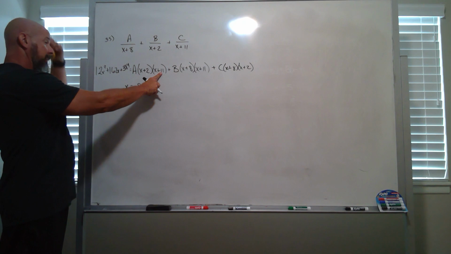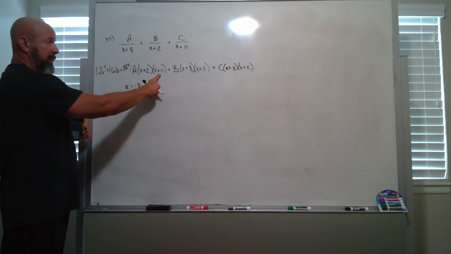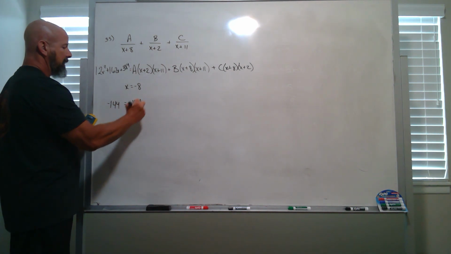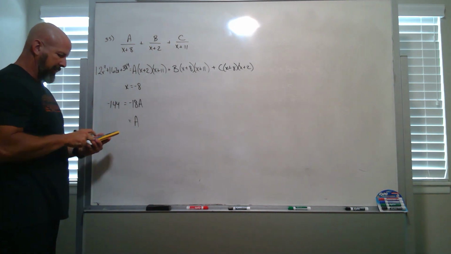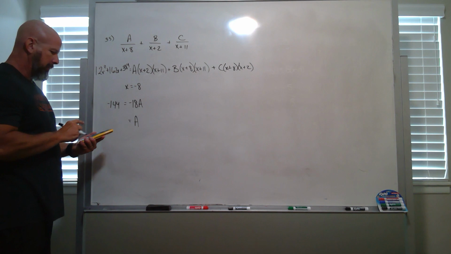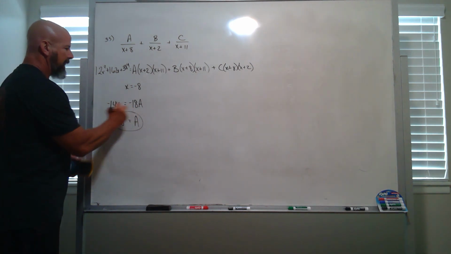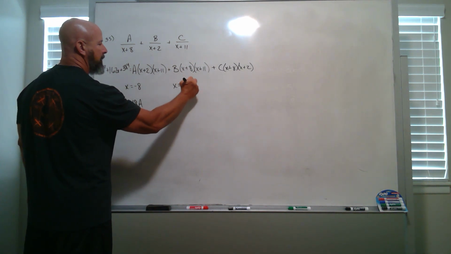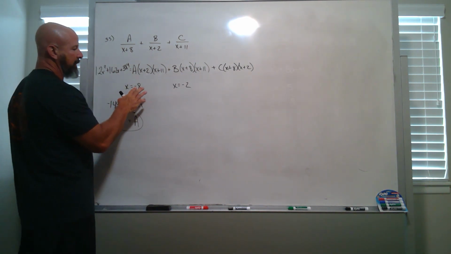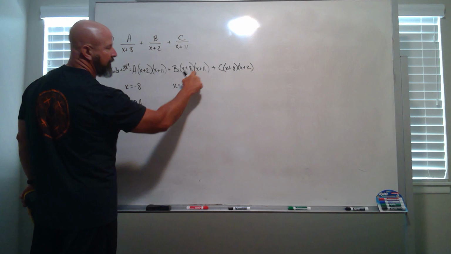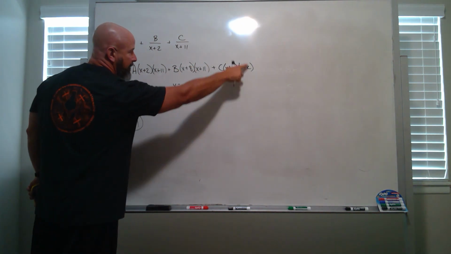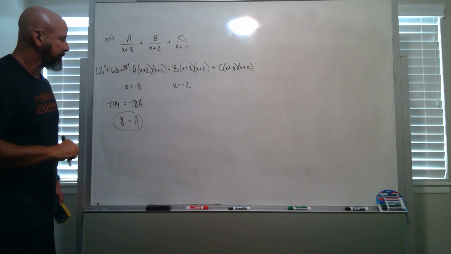So I got negative 6 times 3 is negative 18a, which means a would be 8. Got the a value. Now I'm going to let x be negative 2. Notice when I did that I didn't worry about these two because that's 0. 0 times anything is 0.